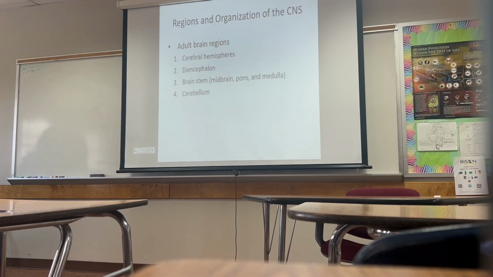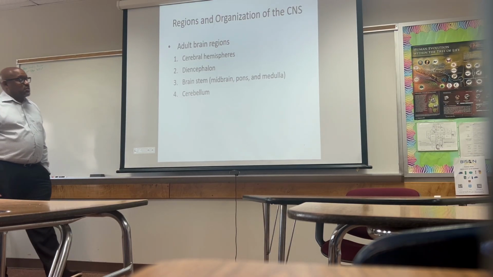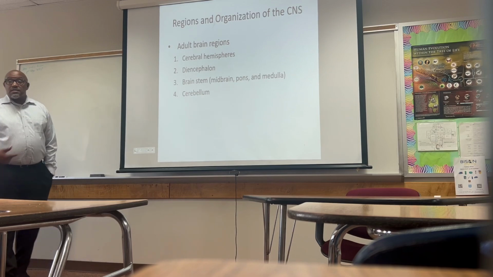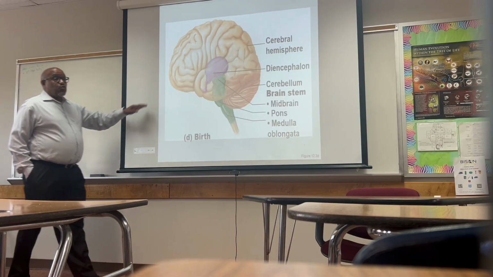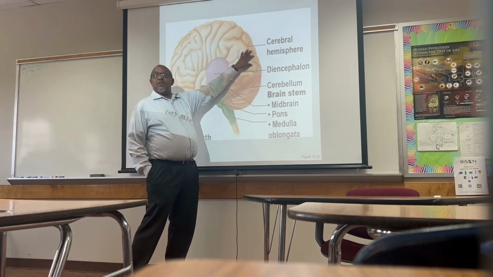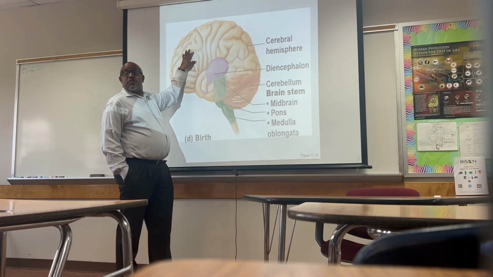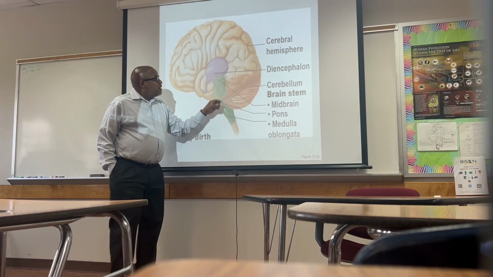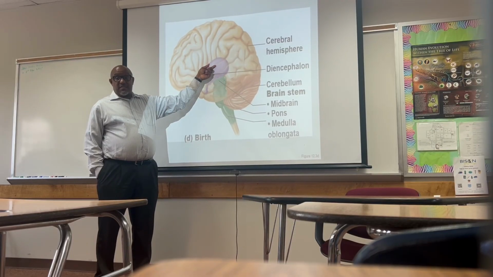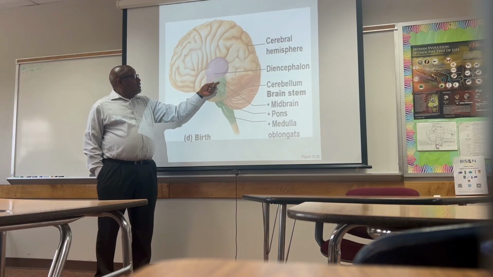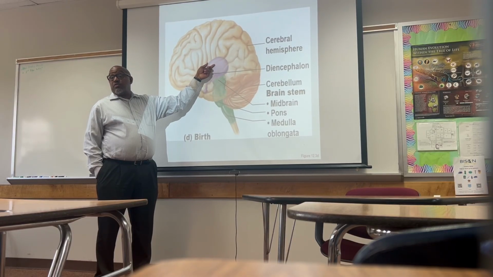All right, chapter 12: brain regions, hemispheres, diencephalon, brainstem, cerebellum. You've already seen these in the sheep brain. Here's the picture to help us understand. The cerebrum that you saw, that's the cerebral hemispheres. The diencephalon, remember the thalamus? That's the diencephalon. The diencephalon is what we call it in humans, okay?